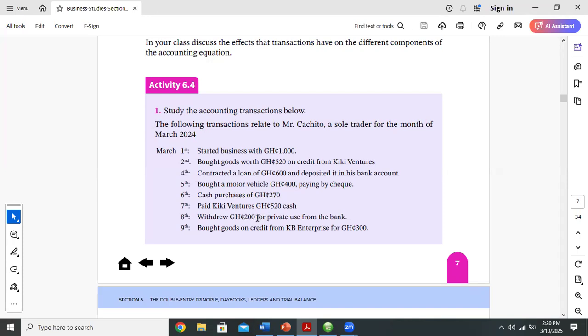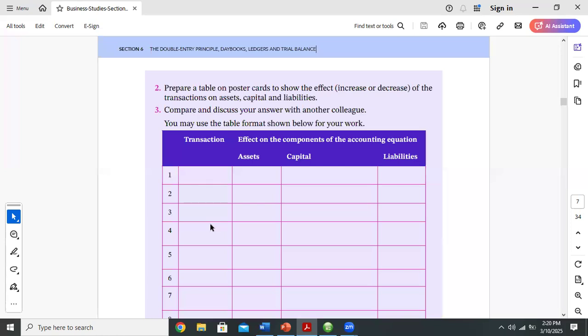You see, Mr. Kachito made the drawings from the bank. So the bank will decrease. So asset bank will decrease. Okay, so you see, now I think my professors appreciate, so I can give them a set of transactions for them to answer and put on their private page for me to mark.